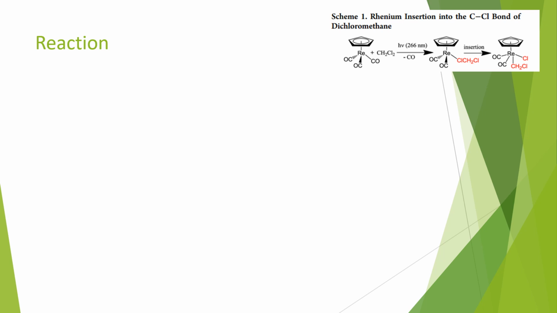So you start with the cyclopentadienyl rhenium CO3 complex, and from there, dichloromethane, which is the solvent, is added under a specific wavelength of light to form the intermediate. From there, the intermediate undergoes a radical mechanism to then form the final product.